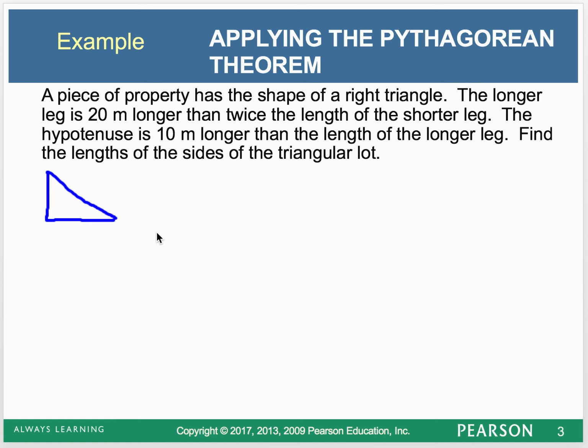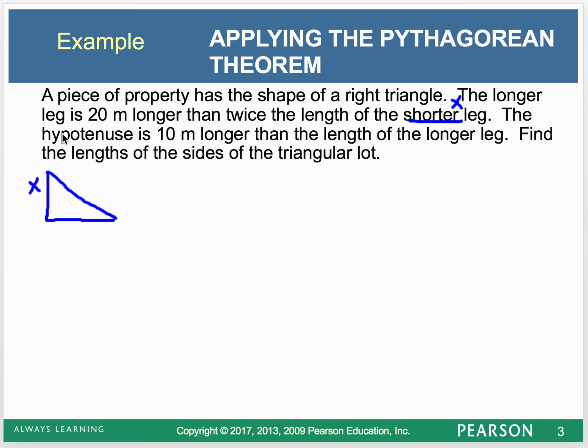All right, so we've already got our triangle drawn. The longer leg, so let's call this one the longer one. Doesn't matter which, these are both legs, doesn't matter. The longer leg is 20 meters longer than twice the length of the shorter leg. Instead of calling this S for the shorter leg, I'm going to call it X just because that's going to look like a 5 in a minute. So let's call this shorter leg X. Okay? So the shorter leg is X.